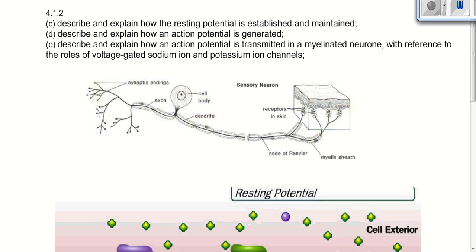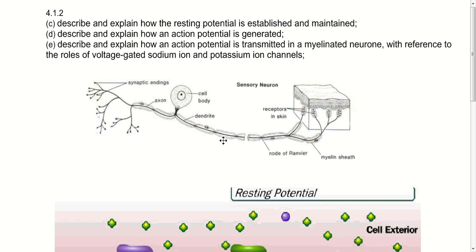Okay, this section of the course addresses how impulses travel along nerves. So we're dealing with 4.1.2, C, D, and E. In this there's going to be quite a lot of new vocabulary, so keep your pens handy. Resting potential, action potentials, we'll come across myelin again, and then these things called voltage-gated sodium and potassium ion channels.